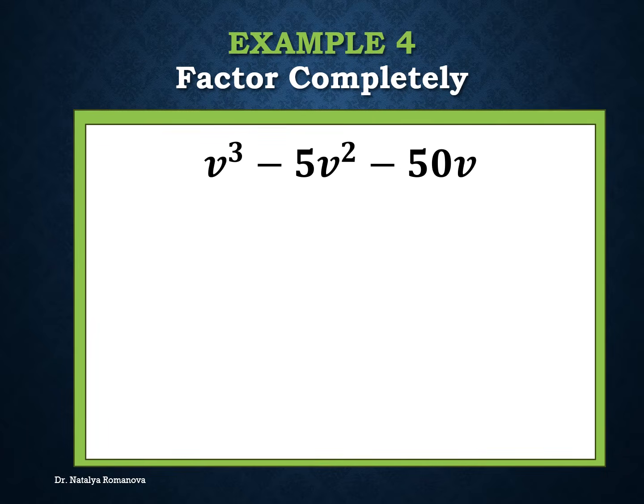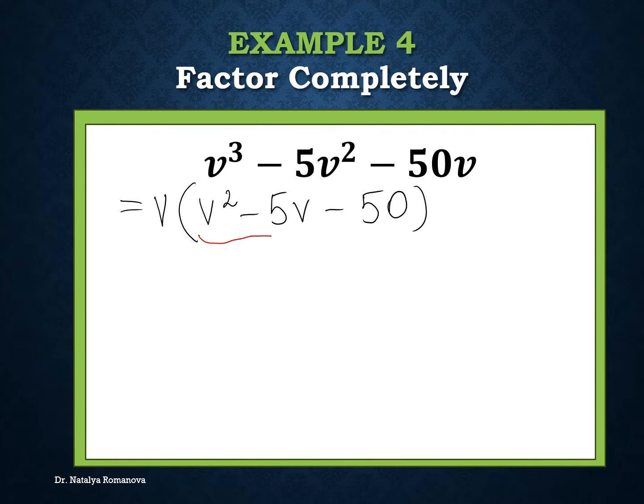Next example, we have the trinomial v cubed minus 5v squared minus 50v. It is interesting because it is not a quadratic expression, but we can see we have a common factor here. We can use the factor out approach. It would be v, open parenthesis, and distributing, v squared minus 5v minus 50. Now in the parentheses we have a quadratic expression. We will use the factoring form.